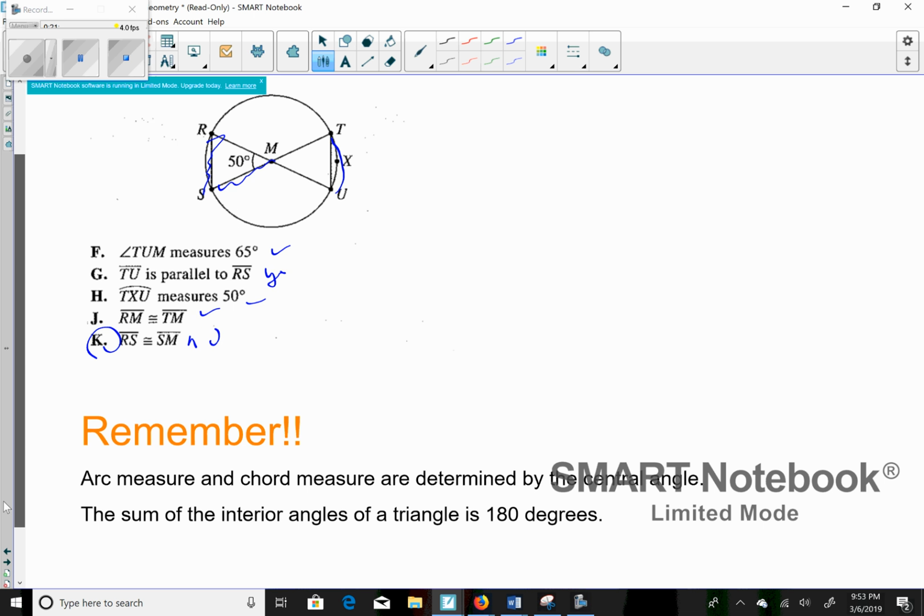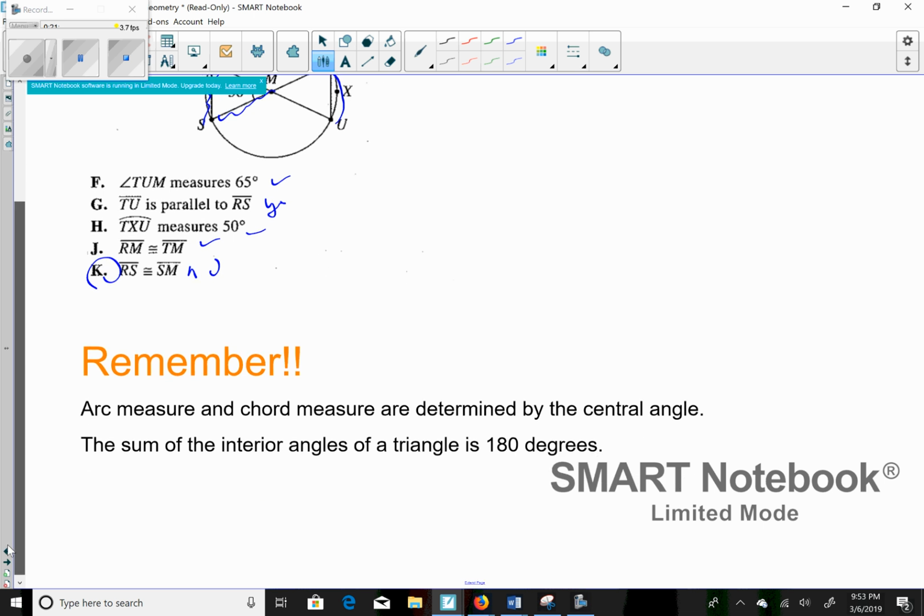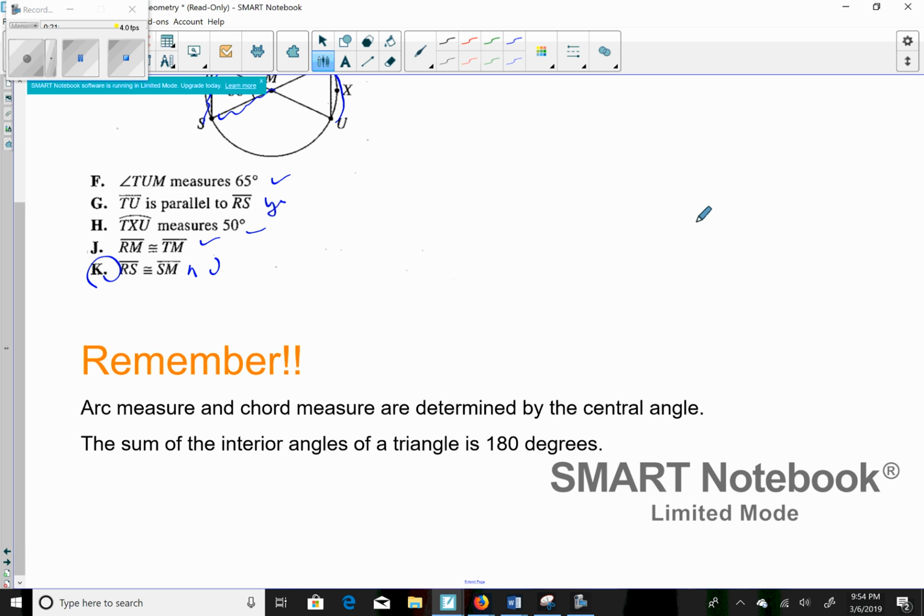And here are some things that you're supposed to remember. The arc measure of a chord are determined by the central angles, and the sum of interior angles of a triangle is always 180 degrees. So I hope this helps you with the ACT, and best of luck.